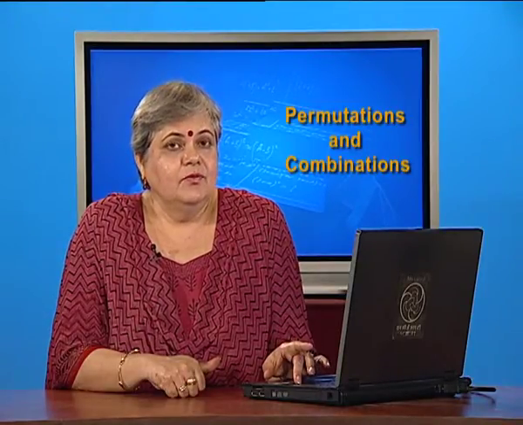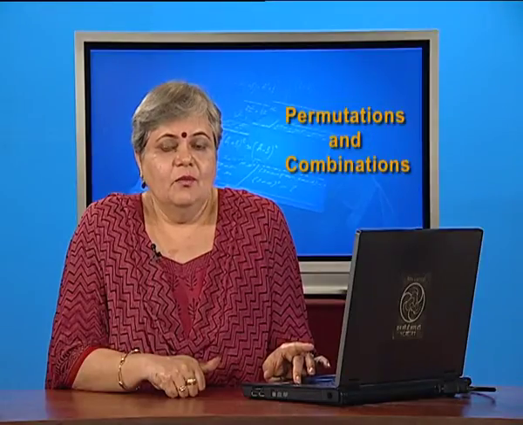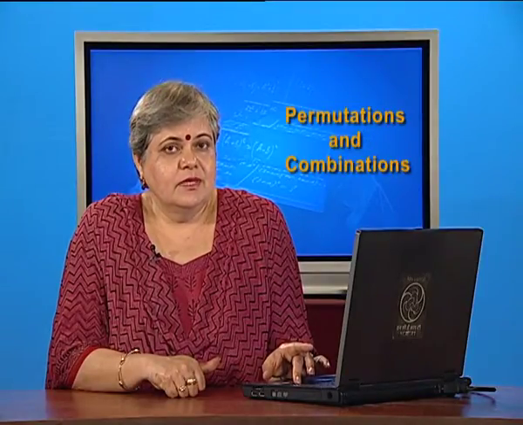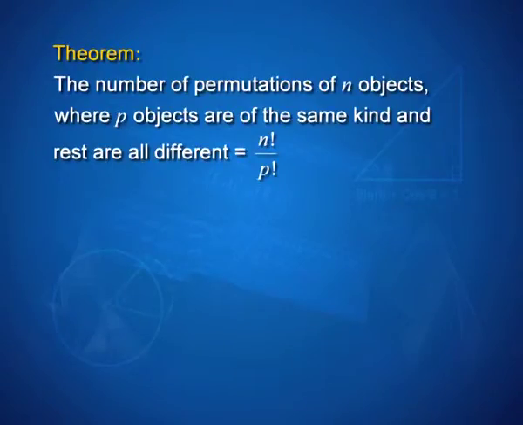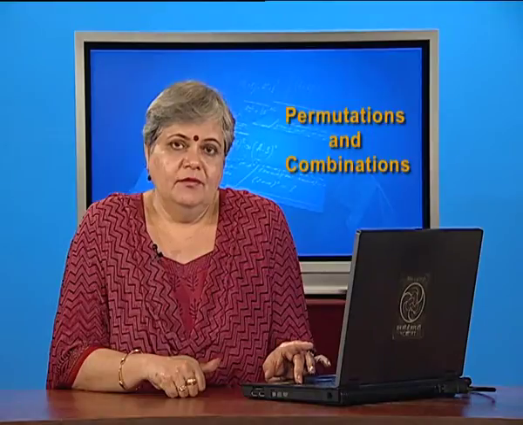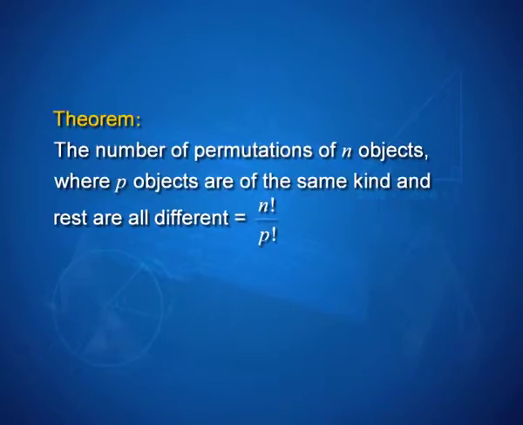In order to find this permutation, we have 2 simple results. The first one says that the number of permutations of n objects, where p objects are of the same kind, for example in the word mom you have 2 m's and the rest are all different, is the same as n factorial by p factorial.